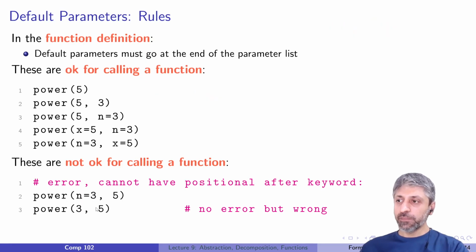And what about this one? Here, even though we mean that n is 5 and x is 3, since we are not specifying the names, the function is going to assume incorrect values for n and x.